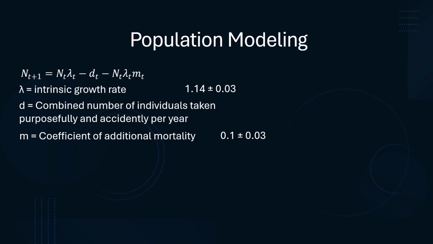To estimate the change in growth from year to year, they had to establish a mean intrinsic growth, which they determined to be 1.14, apologies, not 1.4. And to estimate the number of mountain lions killed by vehicles from 2000 to 2014, they took the mean number of lions killed by vehicles from 2015 to 2018 and added a standard deviation of plus or minus 10%.